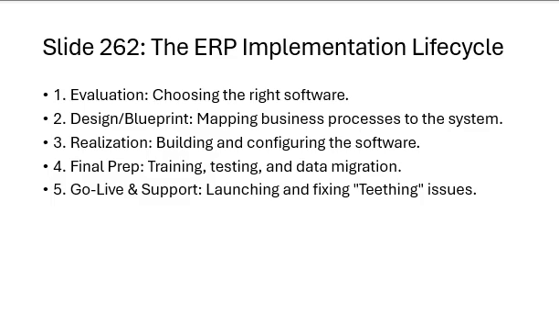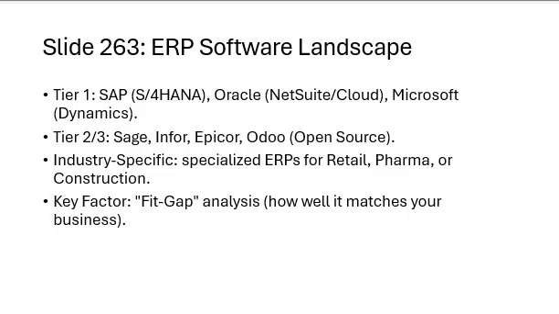Okay, so number one, we have the evaluation that involves choosing the right ERP software carefully. And then second, we need to design, which maps business processes into the ERP blueprint. And realization, this will build and configure the ERP software system. And step number 4, final preparation, includes the training, testing, and migration. Okay, and then the last step, we go live, which includes launching the ERP system into real use. So this will support addressing the issues after system deployment.